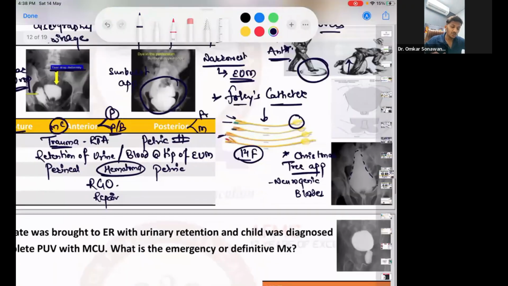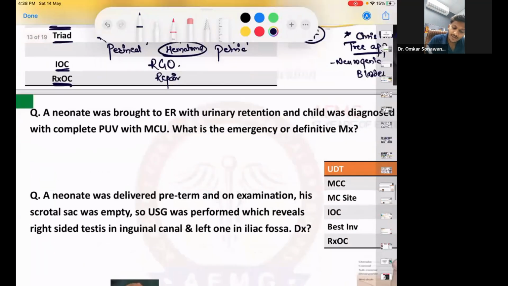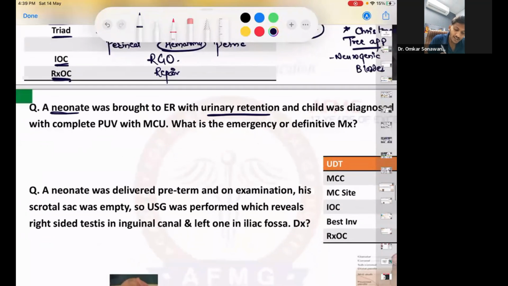Important. Next, moving further, talking about this one. A neonate was brought to the emergency room with urinary retention, and the child was diagnosed with complete posterior urethral valve with micturating cystourethrogram. What is the emergency or definitive management? So here, a neonate was brought with urinary retention, and it is always the male child. Posterior urethral valve is only seen in the male child of the family. Please remember.